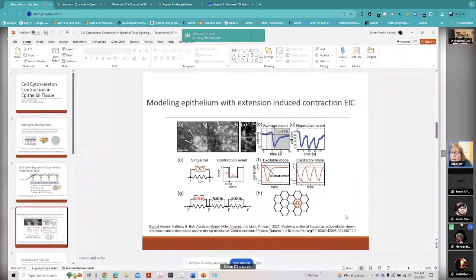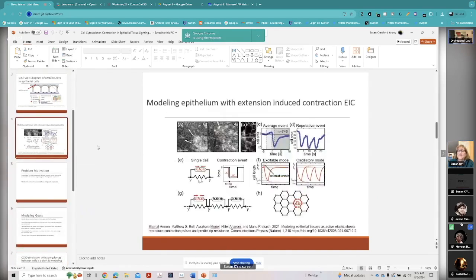It says modeling epithelial tissues as active elastic sheets, reproduce contraction pulses and predict rip resistance. It's kind of an interesting paper. So what they're doing here is they're trying to model the mechanical effects across a sheet of cells. Just for simplicity's sake, I'm just going to do a row of cells for the modeling. Hopefully we get to this stage, but to start with, just a row of cells.